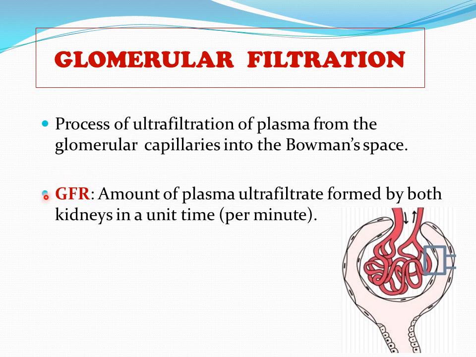Similarly, another term is known as GFR, which is nothing but this glomerular filtration only. R means rate here, so GFR means glomerular filtration rate. That is the rate at which this ultrafiltration takes place. It is the amount of plasma ultrafiltrate formed by both kidneys in a unit time, that is taken as per minute. Or in simple words you can say GFR means the rate at which plasma is filtered through the glomerular membrane per minute. That is the GFR, and this term is very important to understand.